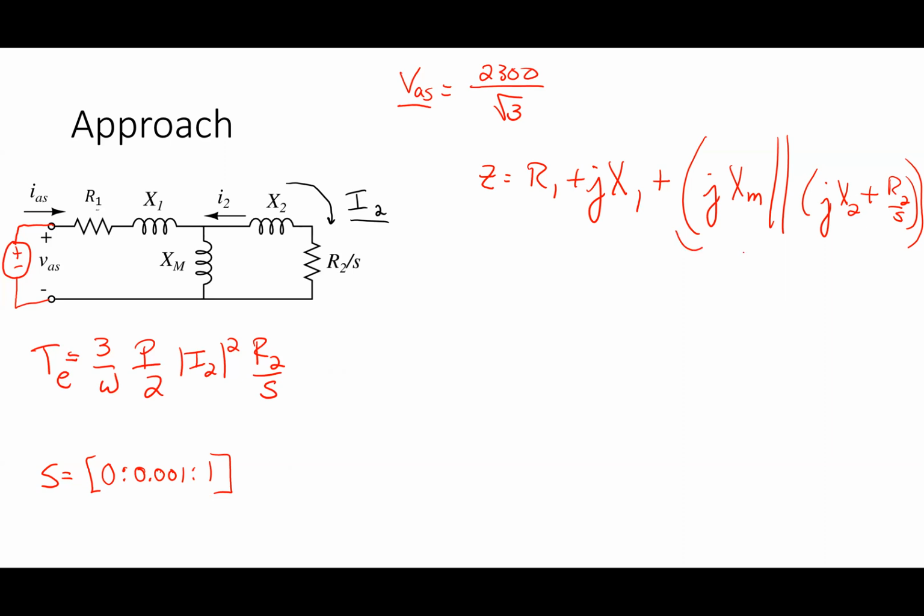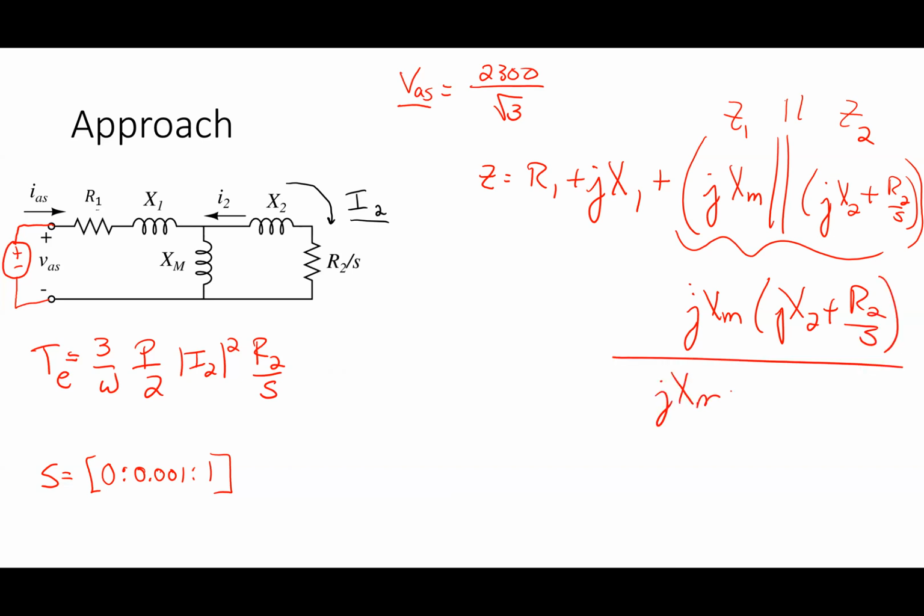Now, if I look at this guy right here, this is going to be jXM. If this is Z1 and this is Z2 in parallel, what's the formula for Z1 in parallel with Z2? Yeah, product over the sum. So this becomes jXM times (jX2 plus R2 over S) all over jXM plus jX2 plus R2 over S.